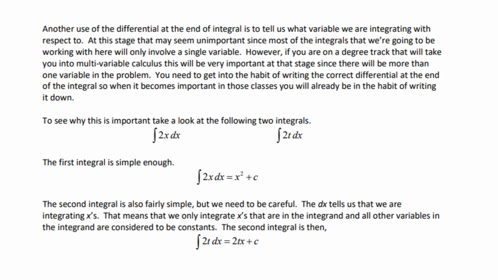Finally, another use of the differential at the end of the integral tells us what variable we're integrating with respect to. Later on, this will be important to you if you take more calculus. So if we look at these two functions, here we're integrating with respect to x, and we're going to find later on that the answer to that is going to be x squared plus c. Here we have 2t dx. The t is not a function of x, it's a constant, and so here we get 2tx plus c. Very different answers. You see, it matters what we're integrating with respect to.